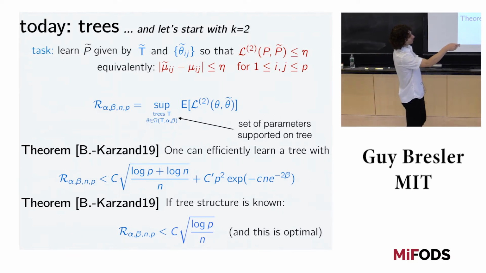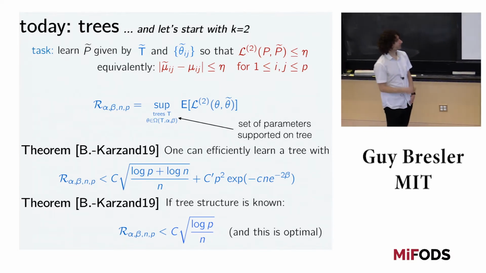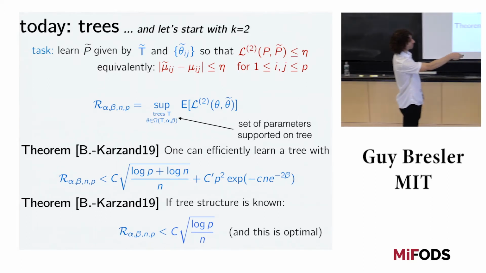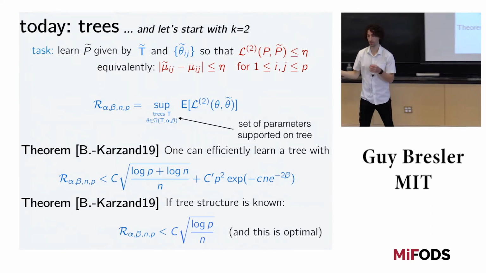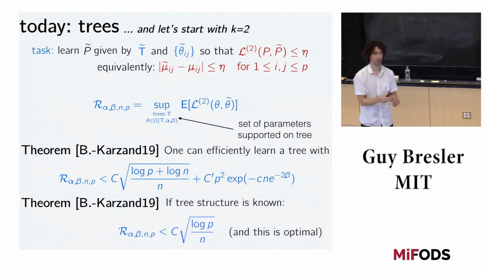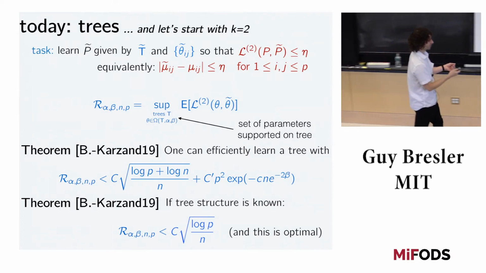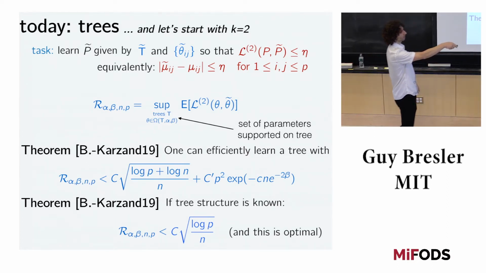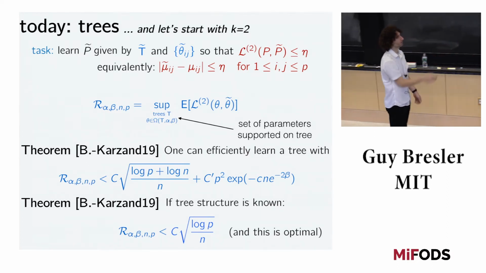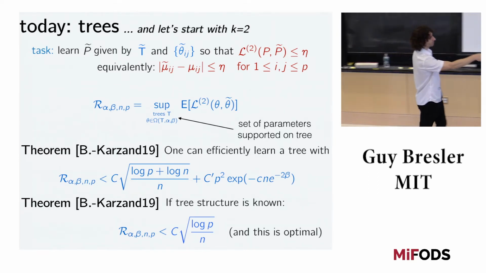So this is the situation where we don't know the tree. The second statement is if the tree structure is known, then all we have to do is estimate the parameters so that the correlations computed using the model with the known tree, but the unknown estimated parameters is accurate. We get a root log p over n accuracy in the correlations. Okay, and this is optimal.